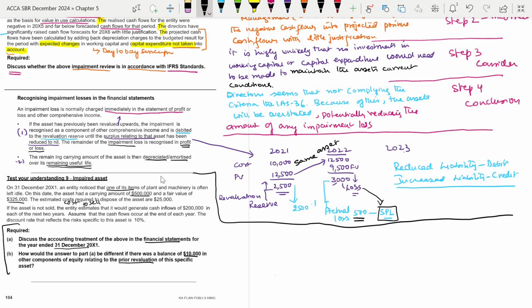If the asset is not sold, the entity estimates the value in use. If the asset is not sold, it means we use the value in use. It will generate a cash flow of 200 for the next 2 years. Assume that the cash flows occur at the end of each year. The discount rate is 10%.